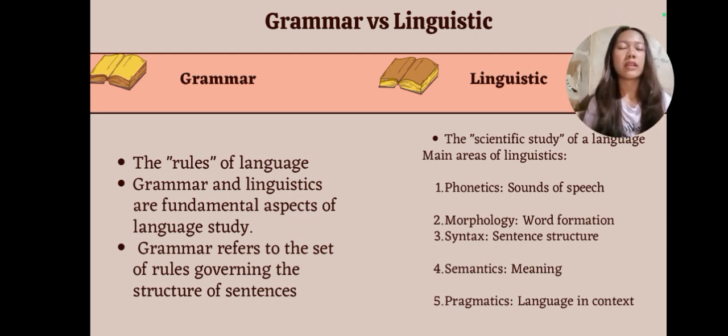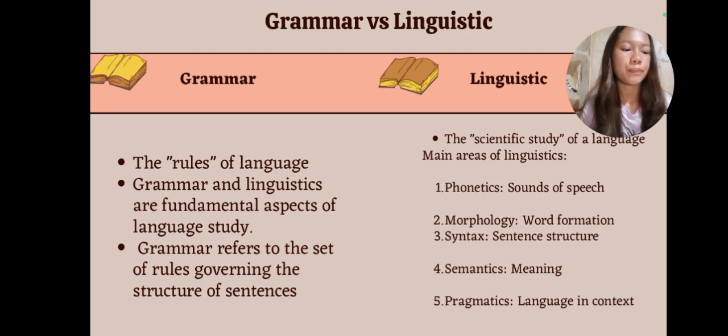So, grammar versus linguistic. Grammar has the rules of language. Grammar and linguistics are the fundamental aspects of language study. Grammar refers to the set of rules governing the structure of sentences, just like what I said earlier, that grammar has these rules that govern the structure of a sentence. While linguistics is the scientific study of a language, it has main areas: phonetics, which deals with the sounds of speech; morphology, which is word formation; syntax, which is sentence structure; semantics, which is the meaning of a sentence; and pragmatics, the language in context.